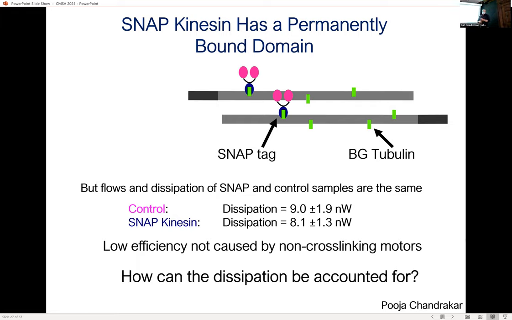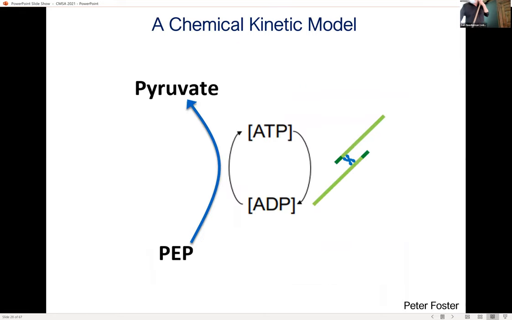Okay, so let's ask a slightly different question. Let's hold off thinking about why this efficiency is so low and just ask, can we account for the total dissipation that's occurring? Peter Foster did the following calculation, which was very informative. He made a very simple chemical kinetic model of the chemical processes which we know are happening in this system: ATP is being hydrolyzed to ADP by the motors, and then ADP is being turned back to ATP by this ATP regeneration system.